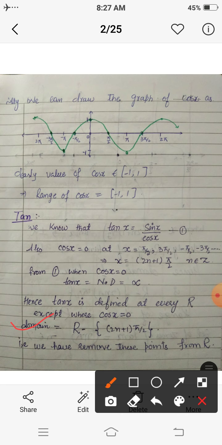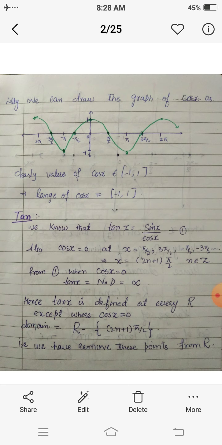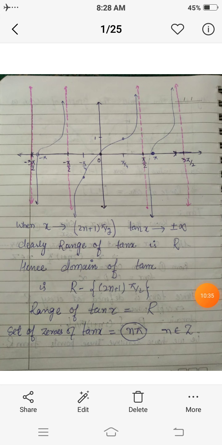When we are removing these points from this set R, the new domain becomes R minus (2n plus 1) pi by 2. This means we are removing these points from R. So how to draw the graph? We first locate these points where this is now defined.